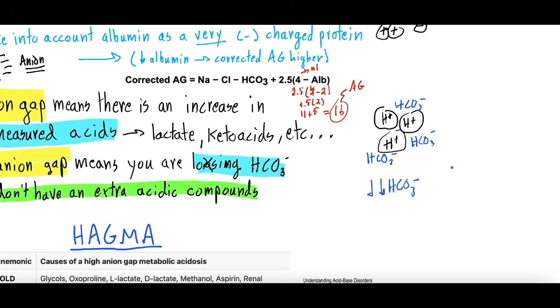So then when you do your equation for anion gap equals sodium hasn't changed, minus chloride hasn't changed, plus the bicarbonate. Well, the bicarbonate is much lower now because all this bicarbonate has tried to neutralize this new acid floating around, and thus the anion gap is going to be high because the equation being used has less bicarbonate present.